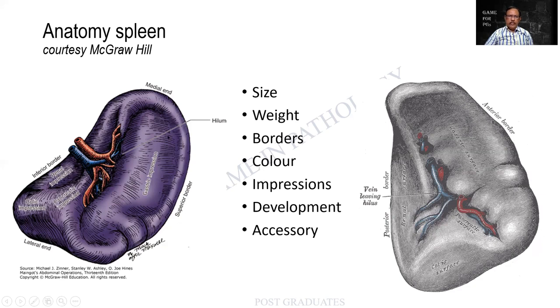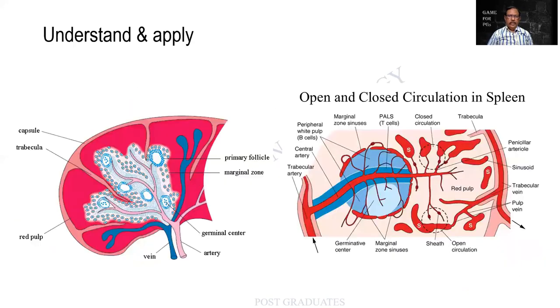Again, this is one organ which will be having a purplish tinge, which is very much brought out in this diagram. The purplish tinge is because of a venous stasis. Understand and apply. Obviously, the gross and the microscopy go hand in hand. And I always say the practicals and the theory also go hand in hand.